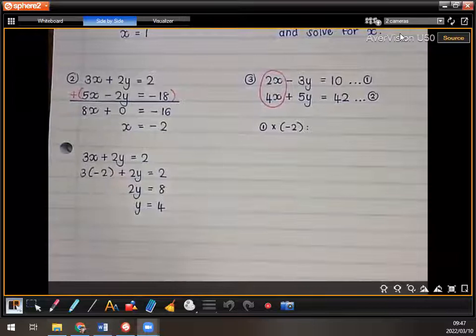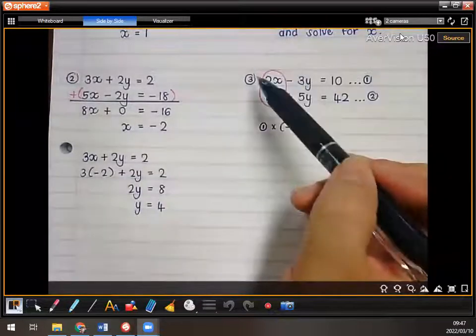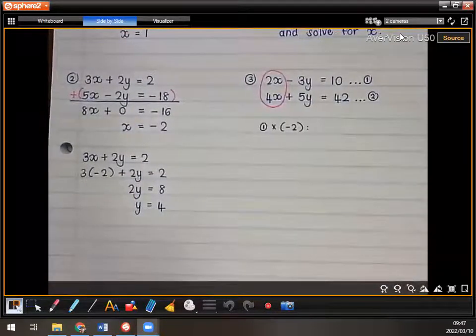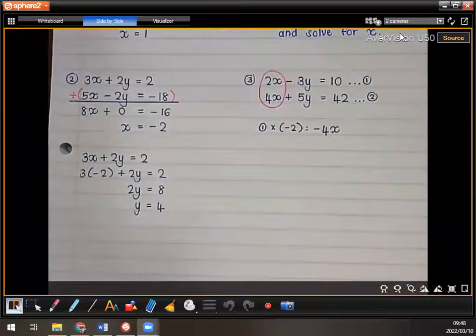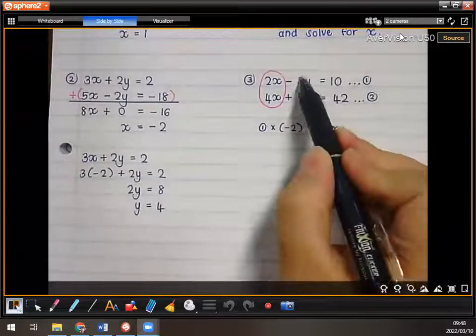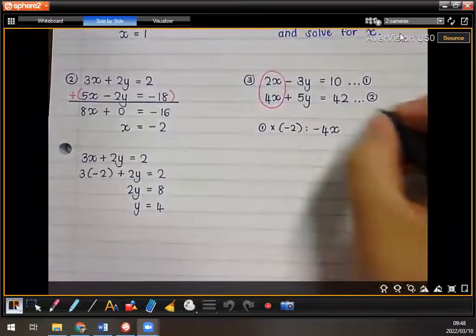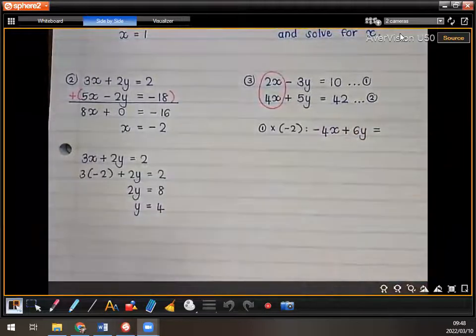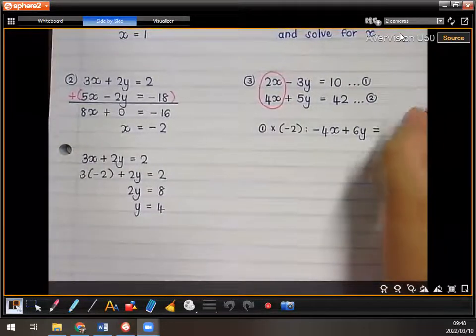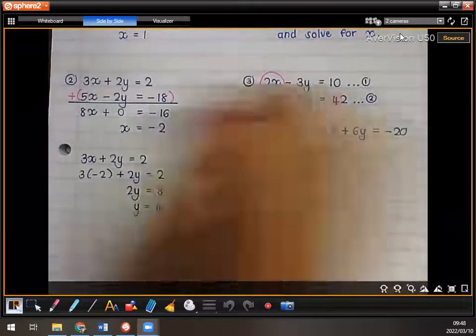So I'm looking for the ones that are multiples of each other, and then I'm changing the smaller one so that it has the same value as the bigger one, but with an opposite sign, so that they'll cancel out. So 2x times negative 2 is negative 4x. Negative 3y times negative 2 is positive 6y equals 10 times negative 2, which is negative 20.